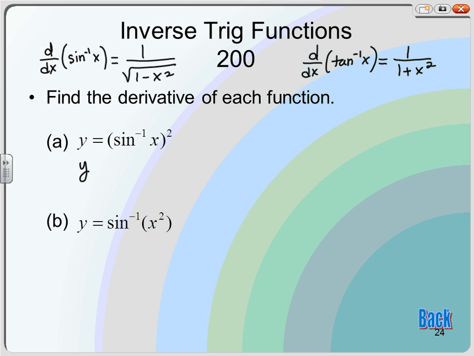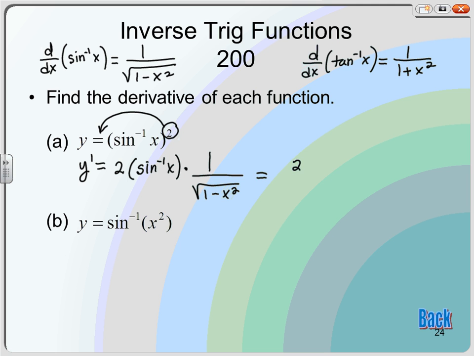So if I'm finding y prime, this is going to be a chain rule. The 2 goes to the front. I have inverse sine of x inside still, and now it goes to the first power. Then you write times the derivative of what was inside, so the derivative of inverse sine, 1 over the square root of 1 minus x squared. All I do is tidy it up a little bit, so I probably combine it and write it like that.